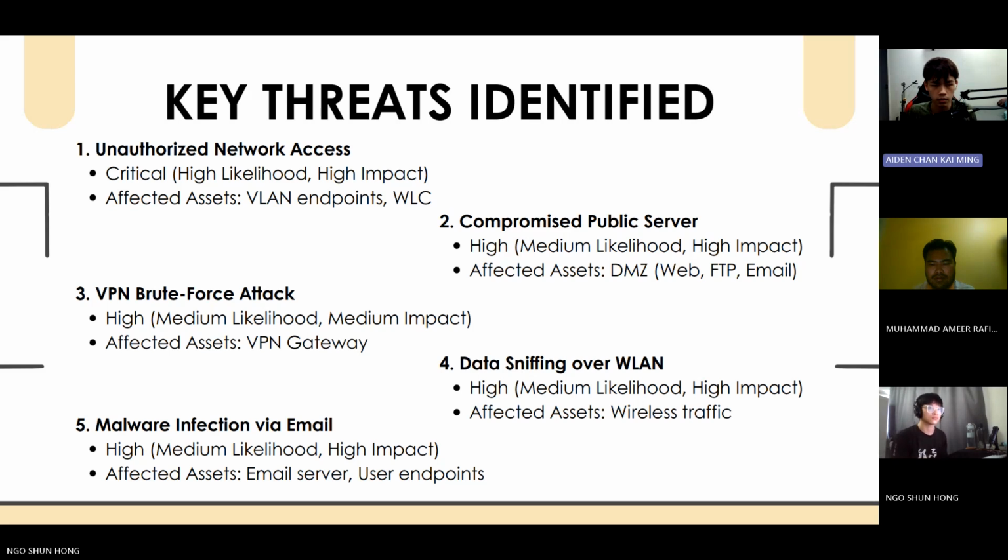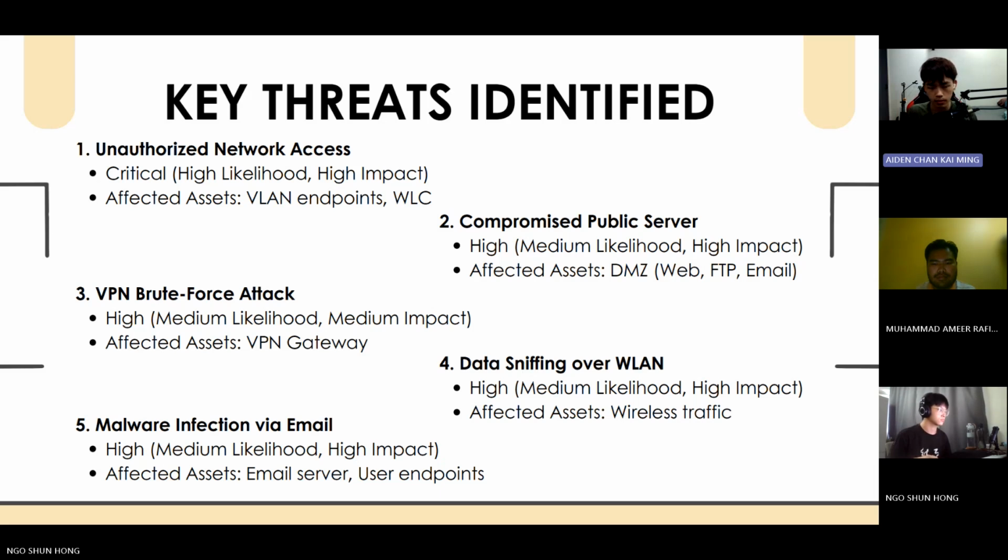So based on our analysis, we've identified a few threats. The first one would be unauthorized network access. This basically refers to attempts by unauthenticated users or devices to gain entry to our network, particularly targeting VLAN endpoints and our wireless LAN controller. And the next one would be compromised public server. This basically involves attacks on our public-facing servers in the DMZ, such as web, FTP, or email servers, potentially leading to data tampering or disclosure. And this poses a high risk.